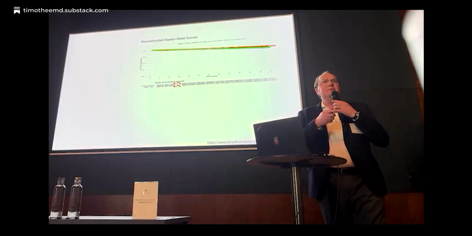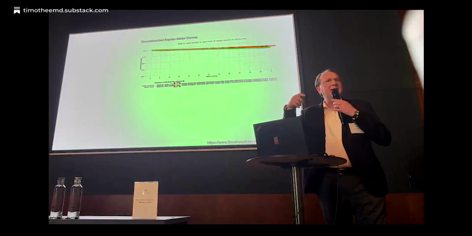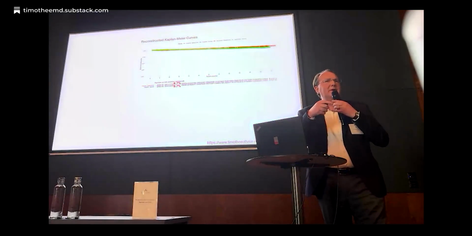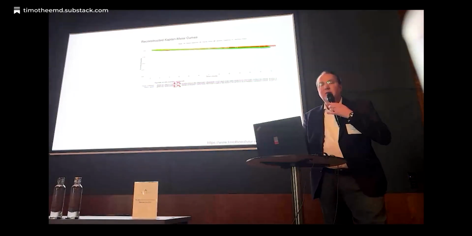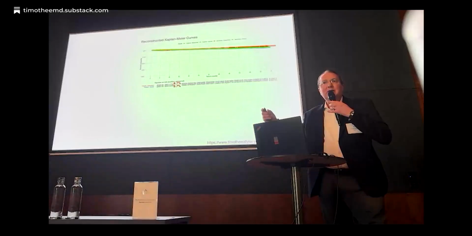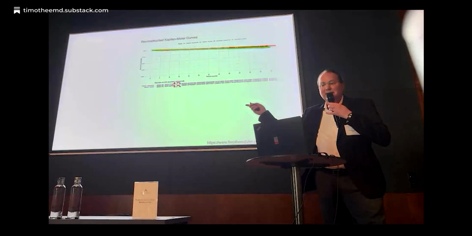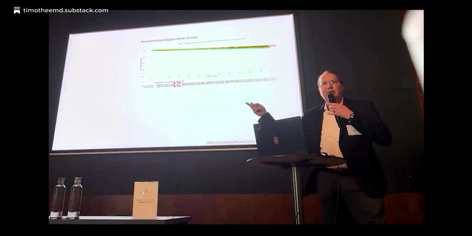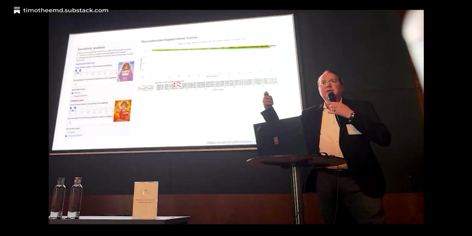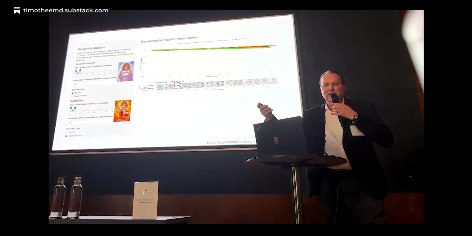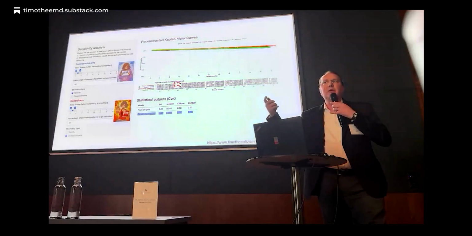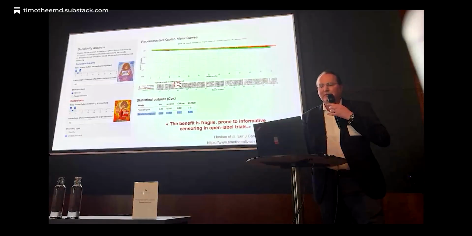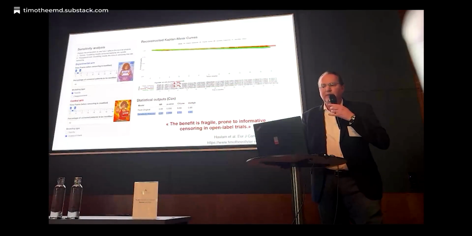When you have very early data, it's possible to have high early censoring because your data are very immature. But when you have long-term follow-up, you can really see the rate of early censoring. And you see that after 6 months, it's still significant in both arms. And here again, with some assumptions, it's hypothesis generating, the result is no longer significant. And what we said in our paper after the NATALEE publication is that the benefit is fragile, prone to informative censoring in open label trials.